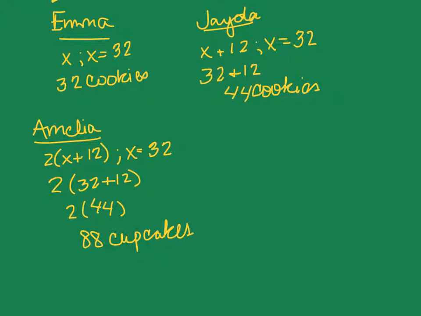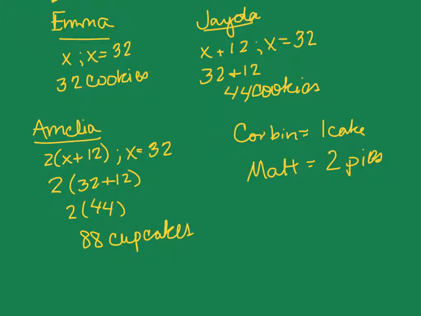And then we should include that, even though it was given information, that Corbin brings 1 cake and Matt brings 2 pies. We are going to have quite the math party here. Okay, as I pointed out in the beginning of this, there were in fact 2 ways to solve this.